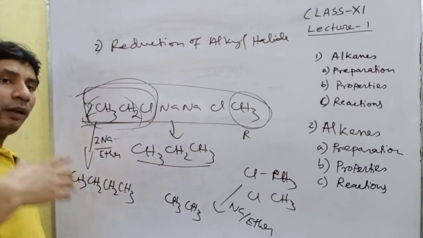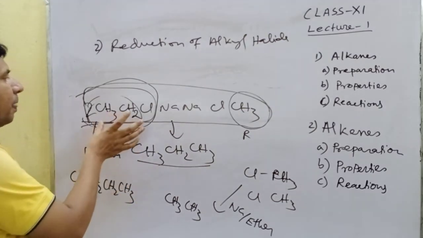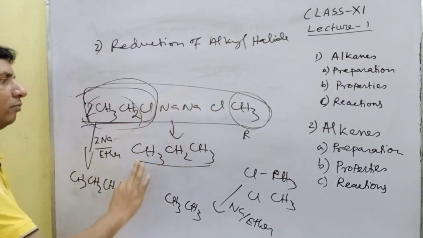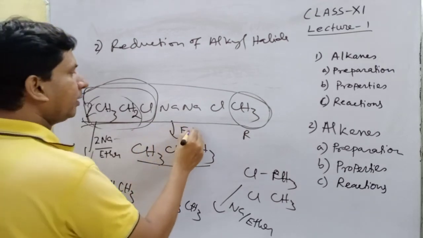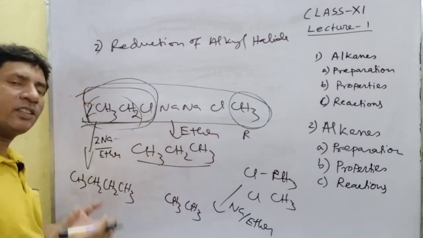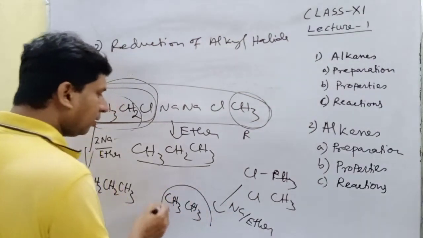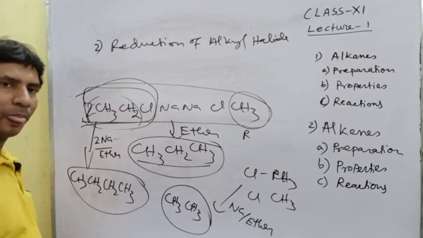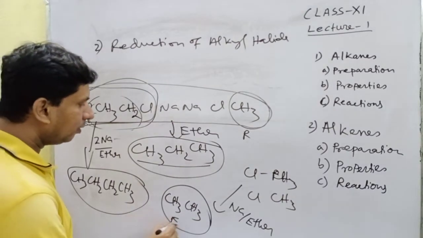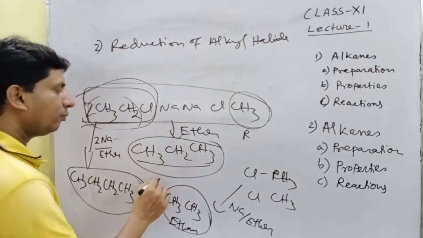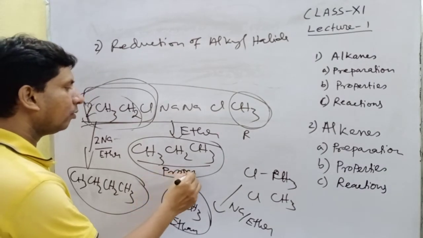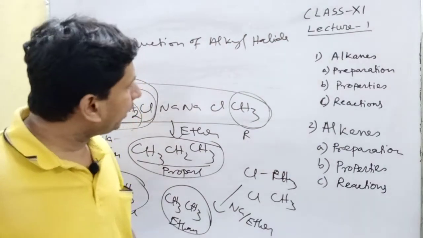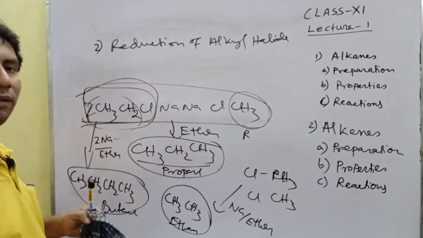So in the reaction between ethyl chloride and methyl chloride in presence of sodium in dry ether, we can get a mixture of products. That means ethane, propane and butane. What is this? Ethane, propane, and this is butane. Clear? So we can get a mixture of products.